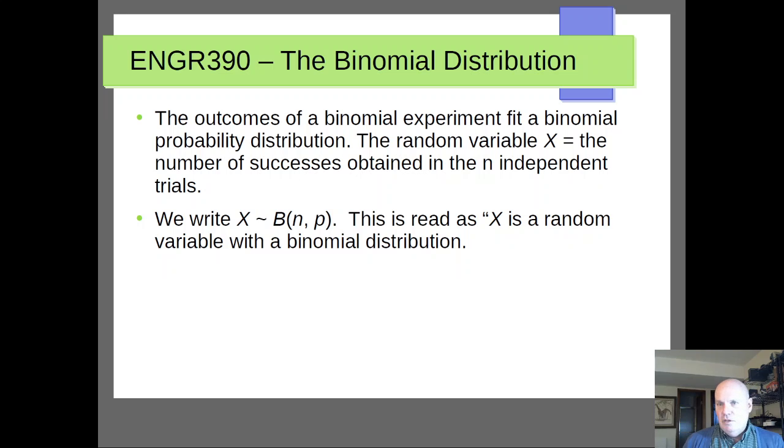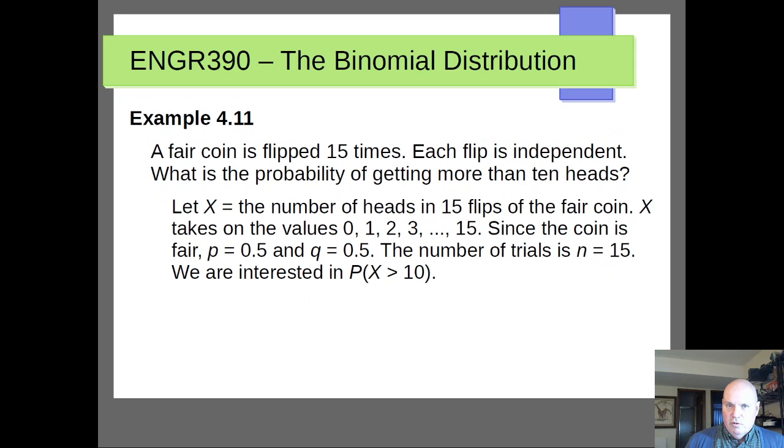So the outcomes of a binomial experiment fit what's known as a binomial probability distribution. I talked about this briefly in a previous lecture. The random variable x is the number of successes obtained in n independent trials. You'll sometimes see this written like this: x tilde B(n, p). The B(n, p) represents a binomial experiment with n trials when the probability of success is equal to p. And that's read as x is a random variable with a binomial distribution.